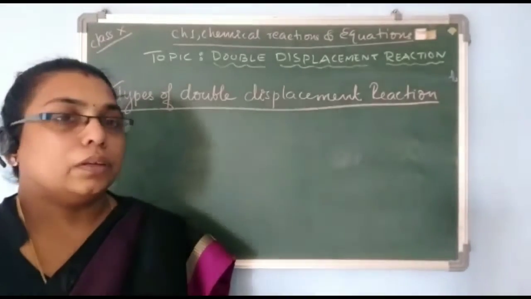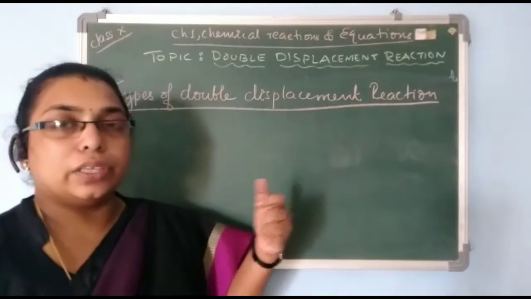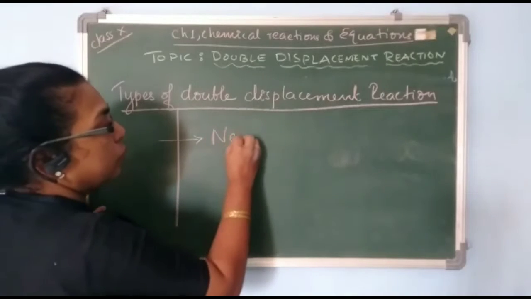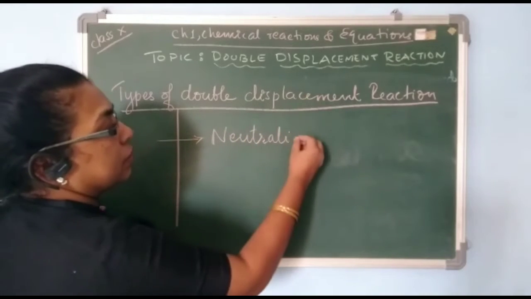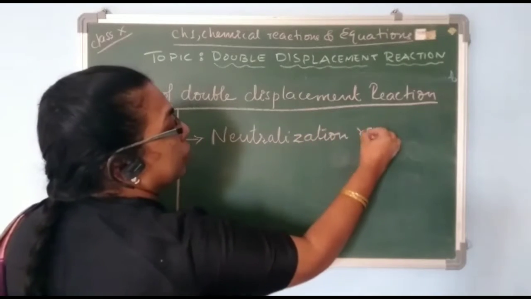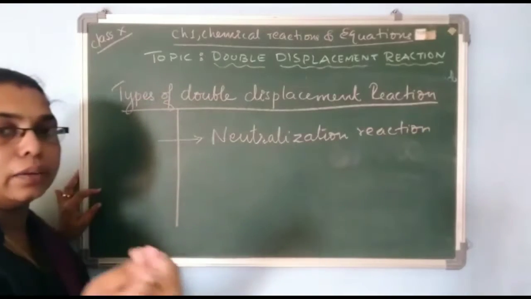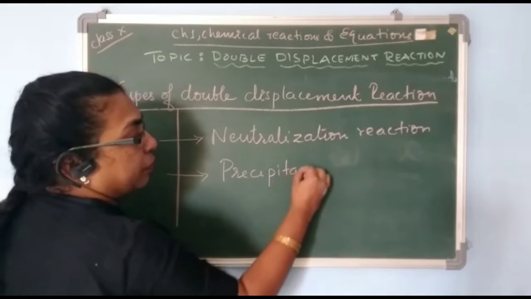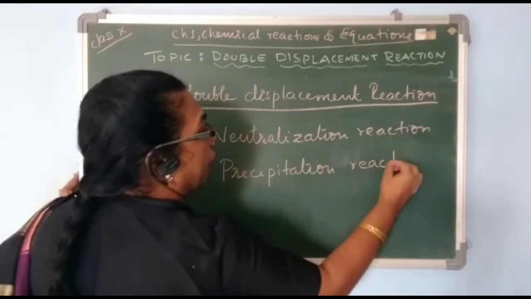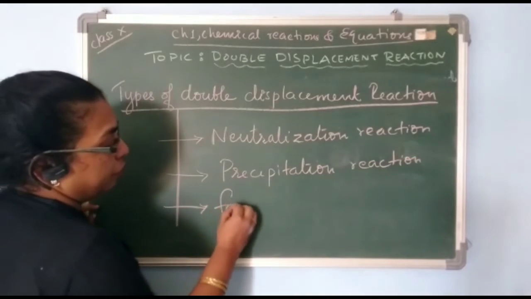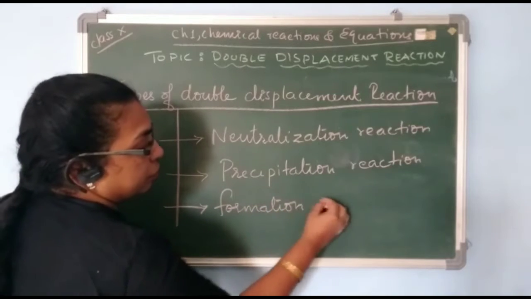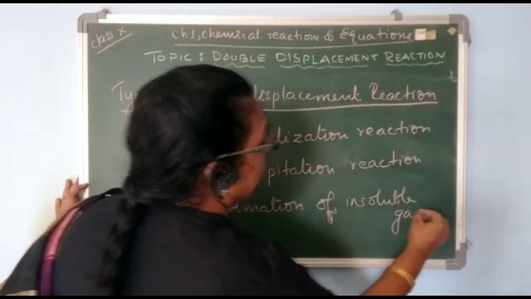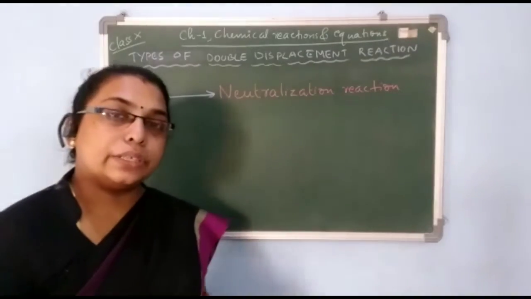Now, different types of double displacement reaction. It can happen in different ways. First, one basic type of displacement is the neutralization reaction, which can also happen in the form of exchange of ions. Second is precipitation reaction. This is also double displacement. And third is formation of gas, usually insoluble gas. First one, neutralization reaction.